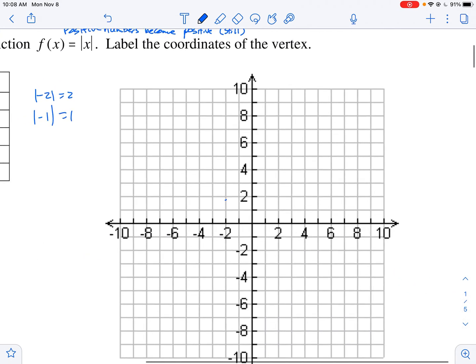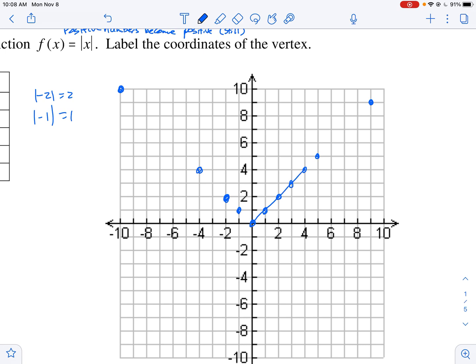So we have the point negative 2, 2. The point negative 1, 1. The point 0, 0. The point 1, 1. And the point 2, 2. You can guess what's going to go on from there. The absolute value of 3 is 3, 4 is 4, 5 is 5, negative 4 is 4, negative 10 is 10, and 9 is 9. So you get all these points.